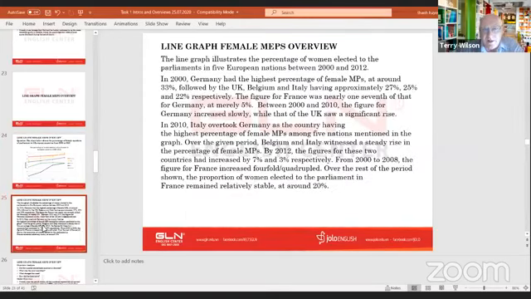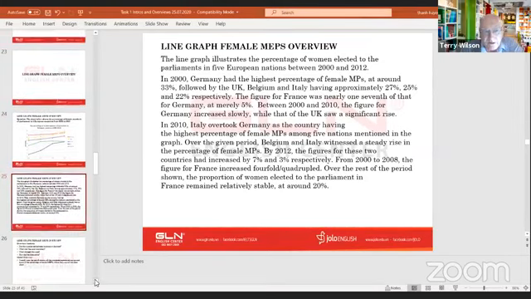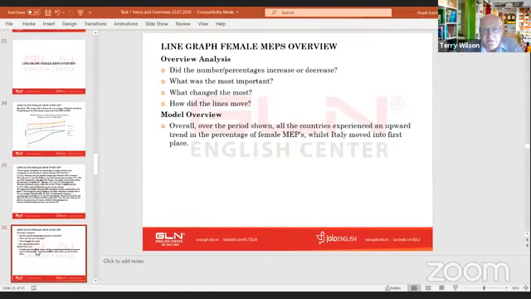So here we have the introduction with 2 body paragraphs. When we look at the overview, did the numbers percentages increase or decrease? Well, they increased. What was the most important? What changed the most, and how did the lines move? And here is the model overview. Overall, over the period shown, all the countries experienced an upward trend in the percentage of female MEPs, whilst Italy moved into first place.